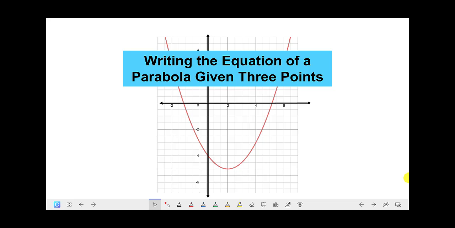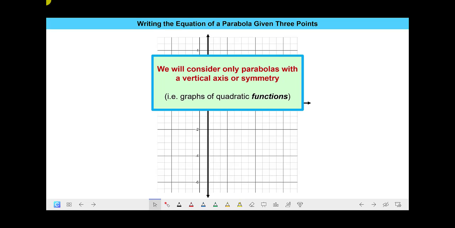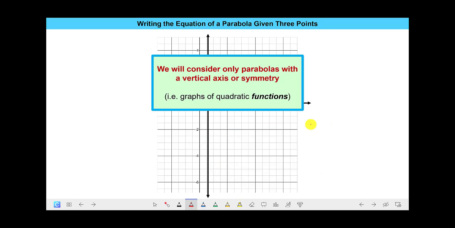Hey guys, this is a short video on how to write the equation for a parabola if you're given 3 points, and I should say 3 points, and none of them are the vertex. Okay, so let's go ahead and get started. One thing is we're going to consider only parabolas that have a vertical axis of symmetry. In other words, just things like this or this. We're not going to consider sideways parabolas. Okay, at least not today.